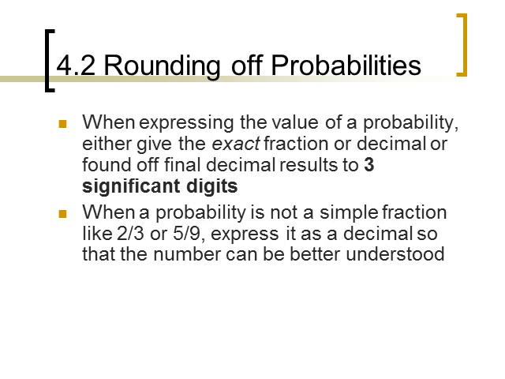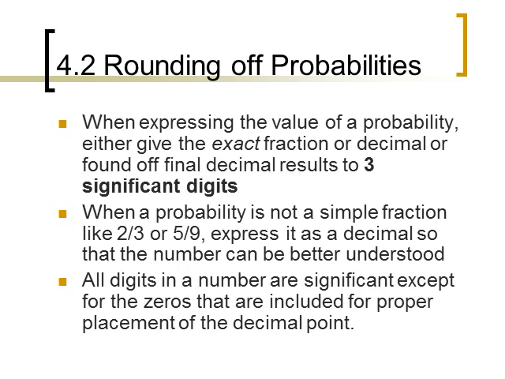When a probability is not a simple fraction that's easily understood, like 2/3 or 5/9, so what if we got 19 out of 350? Then we need to express that as a decimal so that the number can be better understood as a percentage. All digits in a number are significant except for the zeros that are included, and the zeros help give us proper placement of the decimal point. So whenever you're determining significant digits, it's always after the zeros stop.